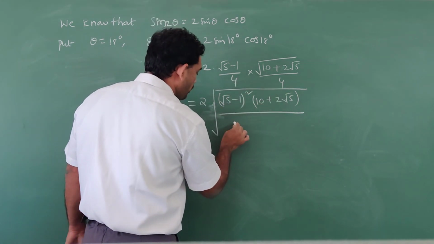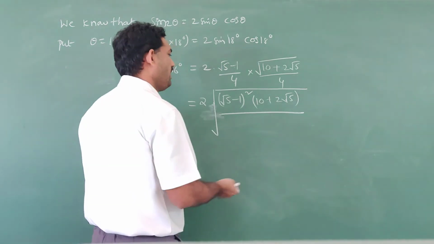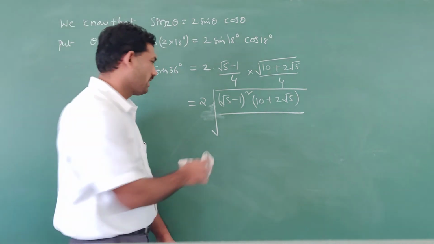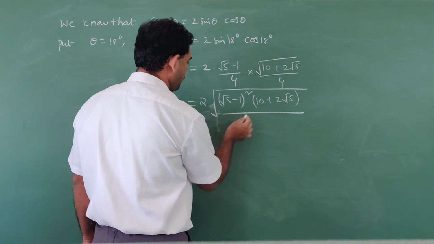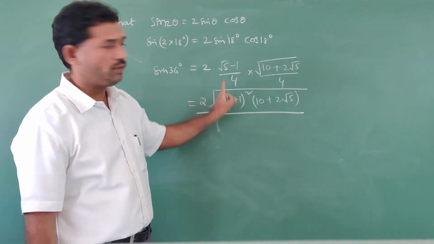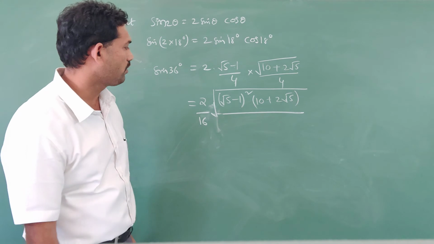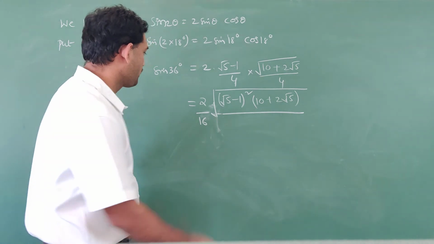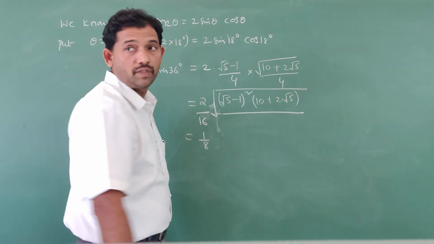4 into 4, 16, 4 square. The constant outside, root is not needed. 4 into 4 is 16, divided by 16. Understand first value. This value you take root, means square, means you take inside the root: root 5 minus 1 whole square. This value already has root. Okay? Now do simplification. This is 1 by 8 after simplification. This is expanded.